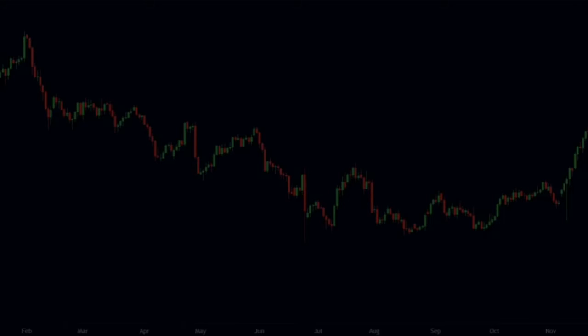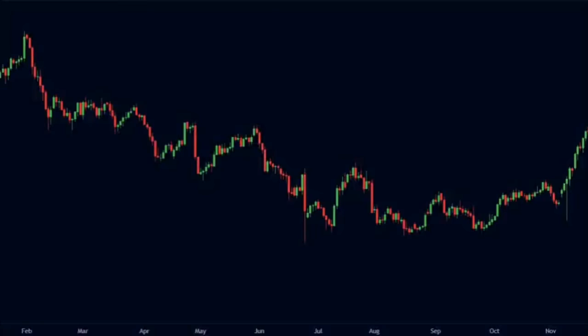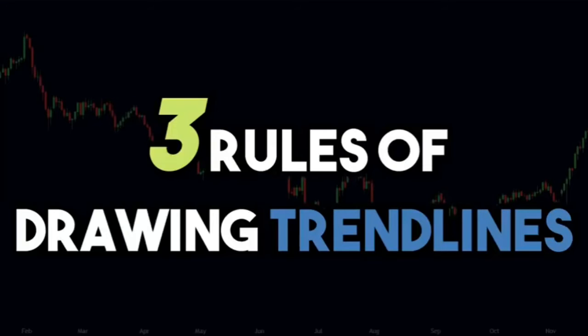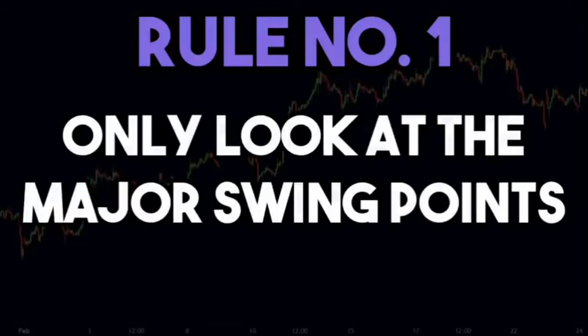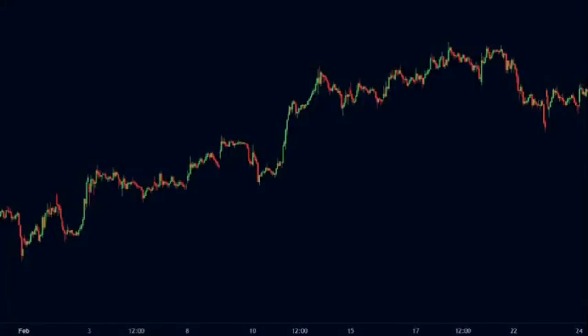But the big question here is, how do you draw a trend line? Drawing a trend line is easy, but when you are starting out, it can be overwhelming. Hence, I have created 3 rules for drawing trend lines. Rule number 1. Only look at the major swing points.